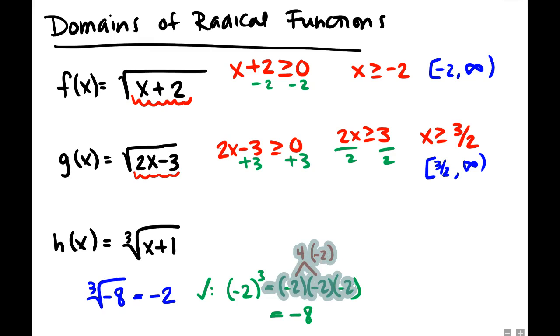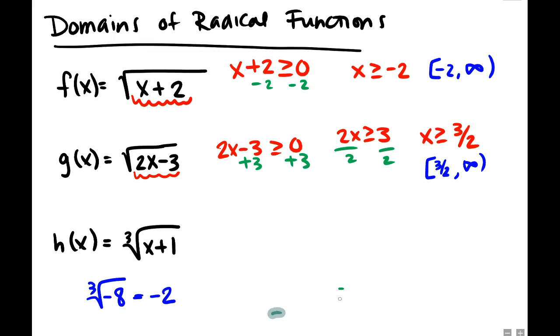So anytime we have an odd index, any odd index, we don't have any problems. We can plug in anything we want, and our answer for our domain is going to be -infinity to infinity. We can plug in anything.